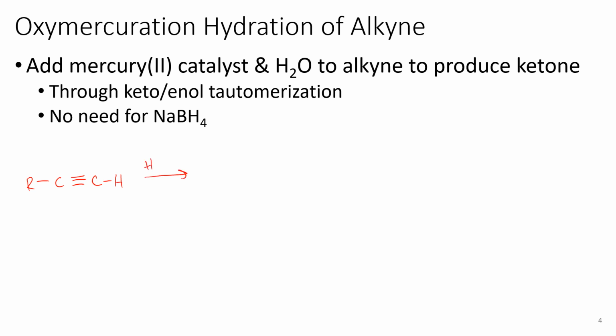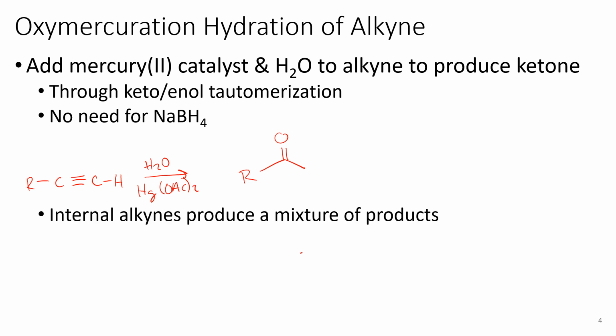So if we look at our reaction, we have the alkyne, we will have water, we will have our mercury 2 acetate. And with this process, we will end up producing the ketone, like we have seen before through the keto-enol tautomerization. One of the things that we do have to be careful about is, again, I have shown the reaction as a terminal alkyne, which will give us the ketone with a methyl group as one of our groups.